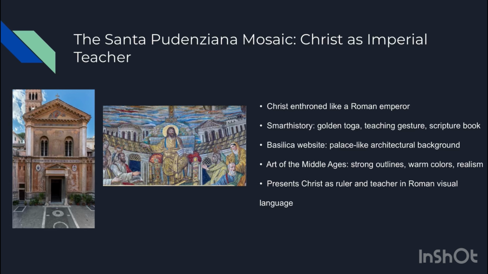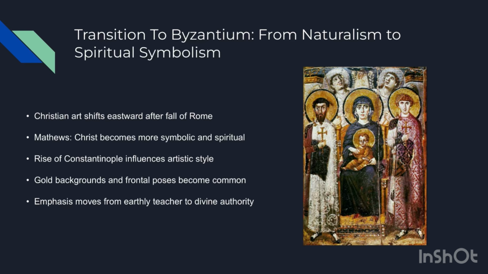All three sources emphasize that this mosaic represents Christ as a ruler firmly rooted in Roman artistic language, blending imperial imagery with Christian theology. Over the next several centuries, Christian art shifted eastward towards the Byzantine Empire. Thomas Matthews, in his journal article, The Transformation of Christ in Early Christian Art, explains that Christ's image gradually moved away from Roman realism and toward a more abstract spiritual style. This shift reflected major political and religious changes: the fall of the Western Roman Empire, the rise of Constantinople, and the growing influence of Eastern theology.